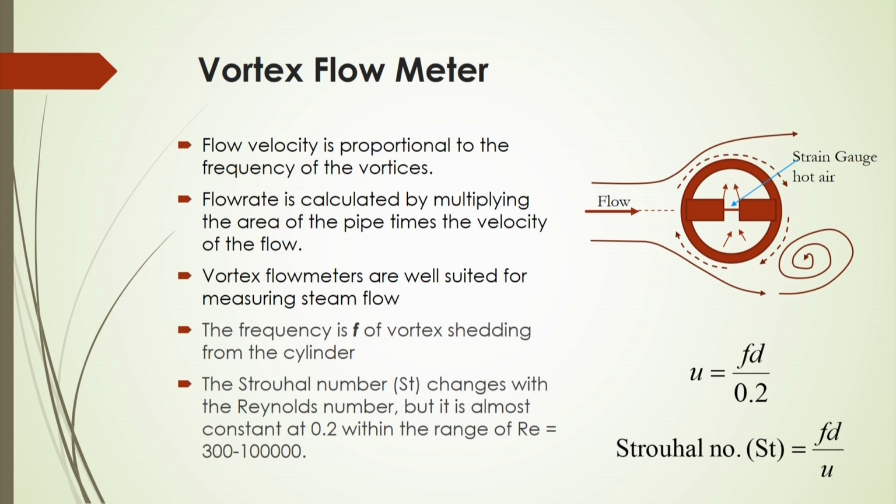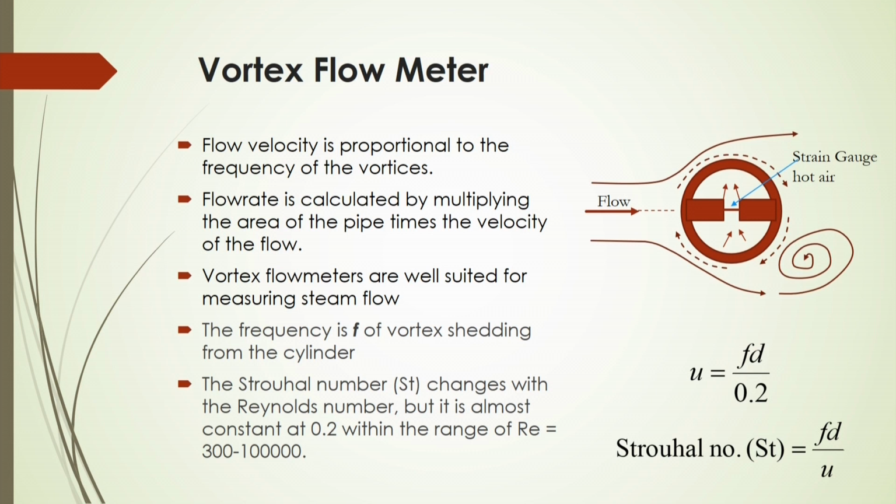Since the flow velocity is proportional to the frequency of the vortices, we can say that f is a function of the velocity. Not only the velocity, but sometimes the area of the pipe also matters. So, in that case, the size of the pipe is also an important factor.